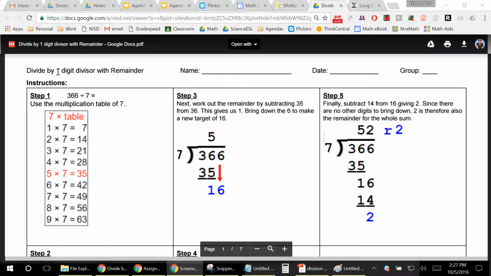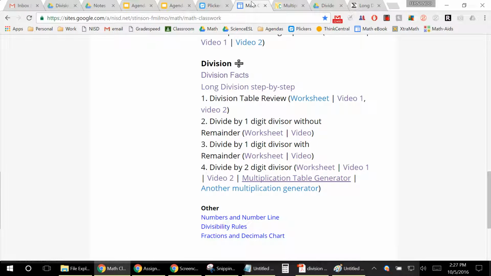Welcome. Today we're going to divide by one-digit divisor with remainders. I would like to remind you that you can find this information, this worksheet, in your math ebook. And what you have over here is division by one-digit divisor without remainders.